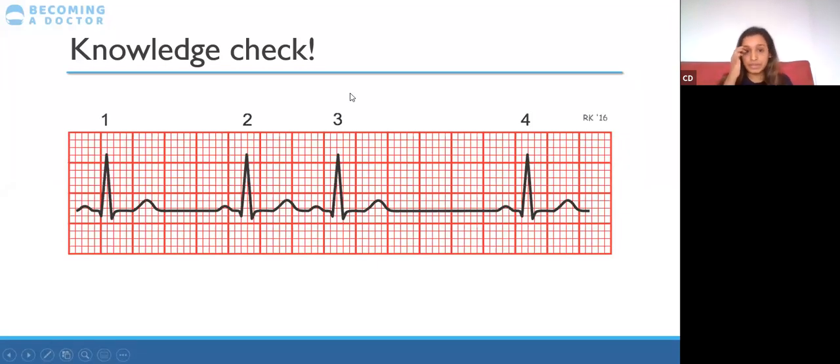And then we've got this one. Another quick knowledge check. Would you say that the rhythm here is normal or abnormal? Just type in the chat and we'll see what the overall opinion is. Yeah, everyone seems to be saying abnormal or irregular, which is great. This is obviously abnormal because we've got the variable RR intervals as we mentioned before. Perfect.